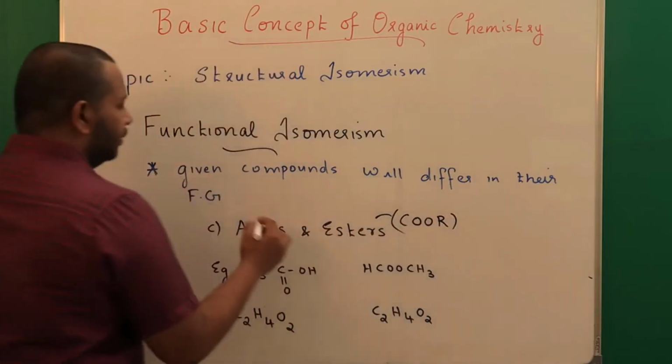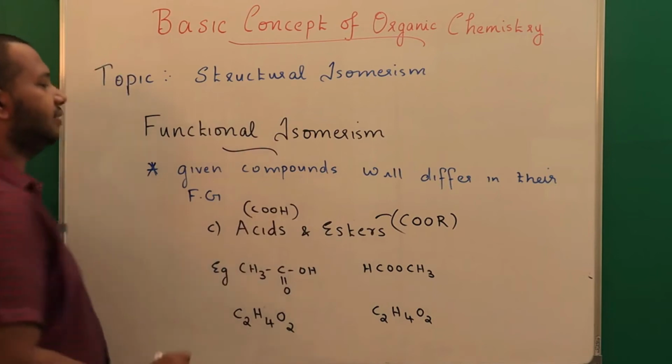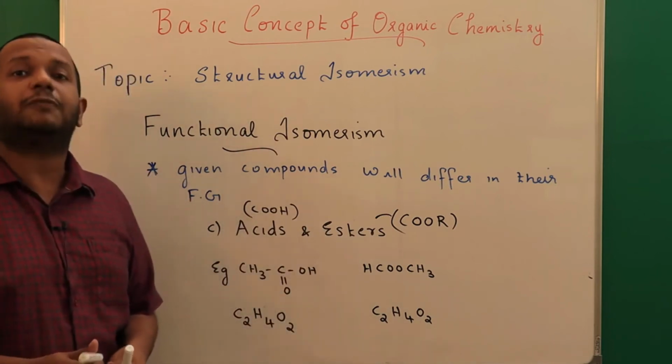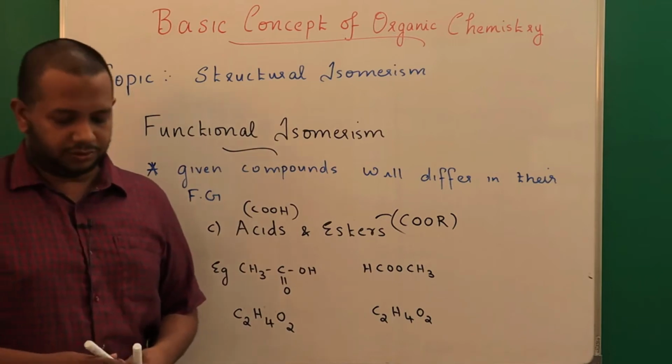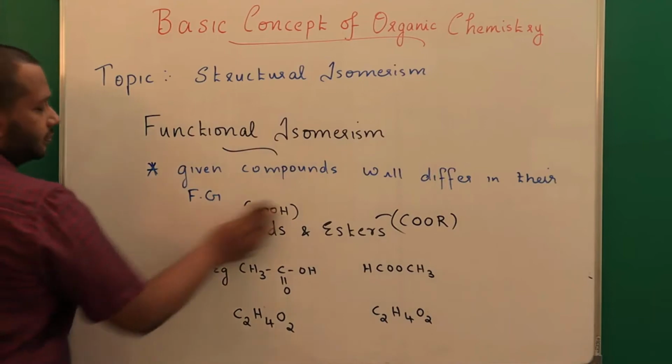Correct, and COOH is the functional group of acids. So I can still say these two are acids and esters are functional group isomers. Okay, now let's see the next pair.